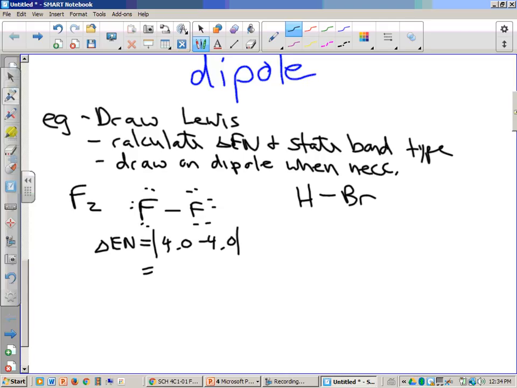What is the delta En? What's the value? 0. So what type of bond do we call it? If the delta En is 0, out of the 3 types that we have, what do we call that? Yep, nonpolar. Nonpolar, which means there is no dipole. I'm just going to write that in. Therefore, no dipole, which means we don't have to put any arrows on this picture. The sharing is even.